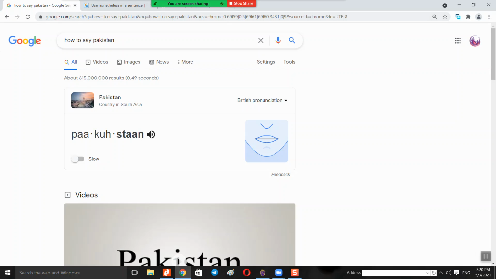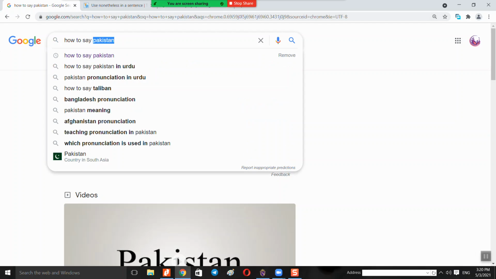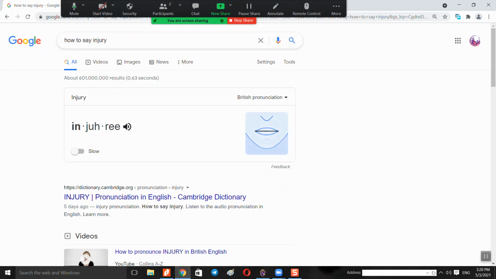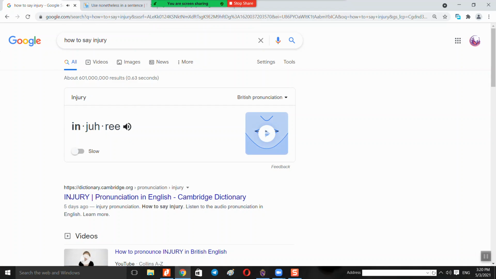But instead of Pakistan, you can put the word, for example, injury. The good point about it is that you see a lip in here, a mouth. When they pronounce it, you can look at the mouth and see how it moves. There is even this button that you can click on, and it makes it slower. They pronounce it more slowly, injury, and then you can pay attention to the movement of the lips and see how it moves when the word is pronounced. Okay, try it sometime.